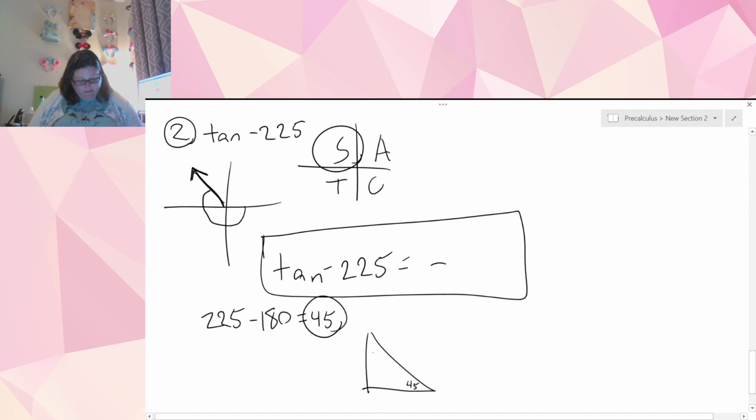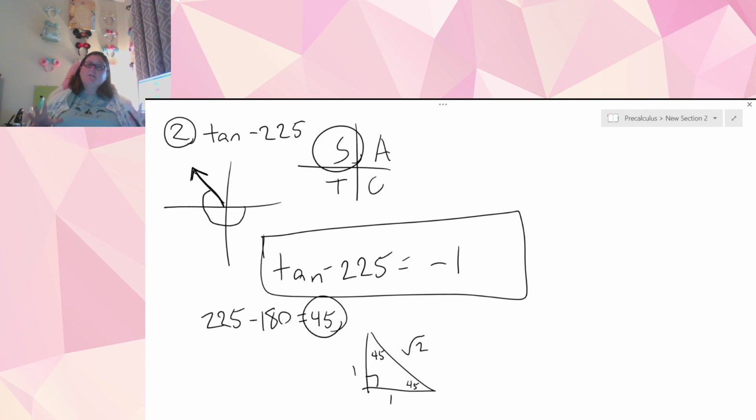So this is a 45, 45, 90, and I have 1, 1, square root of 2. So tangent is opposite over adjacent, which is 1 over 1, which is just 1. So tangent of negative 225 is negative 1. And that is how I use CAST and reference angles to find the value of any trig function.